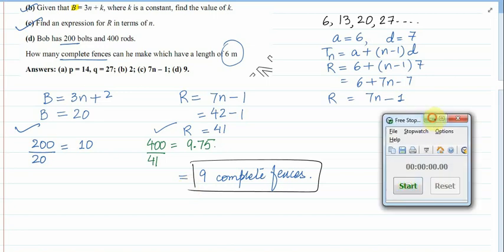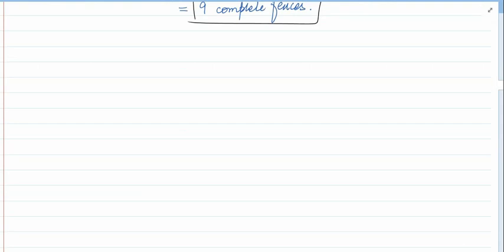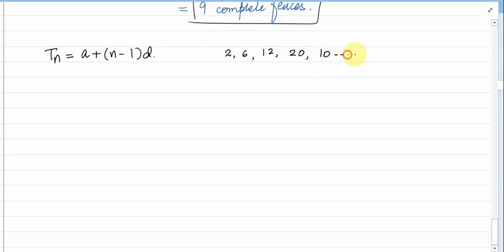I will tell you one interesting fact. What we have discussed so far is the nth term when we have a constant difference, right? A plus n minus 1 d. Let me give you one example. Can you find out the nth term of this sequence? Can you give it a try?